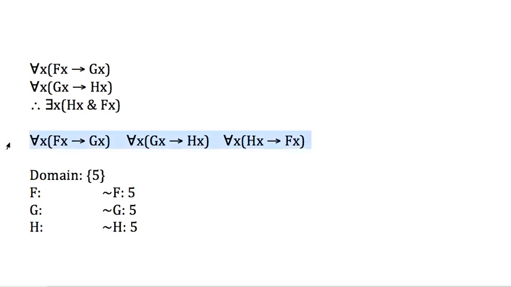Now there are many, many other ways, but we have a counterexample, so we can stop. Could there be ways that had more than one object in the domain? Absolutely. You could have as many objects as you liked, but this will do.